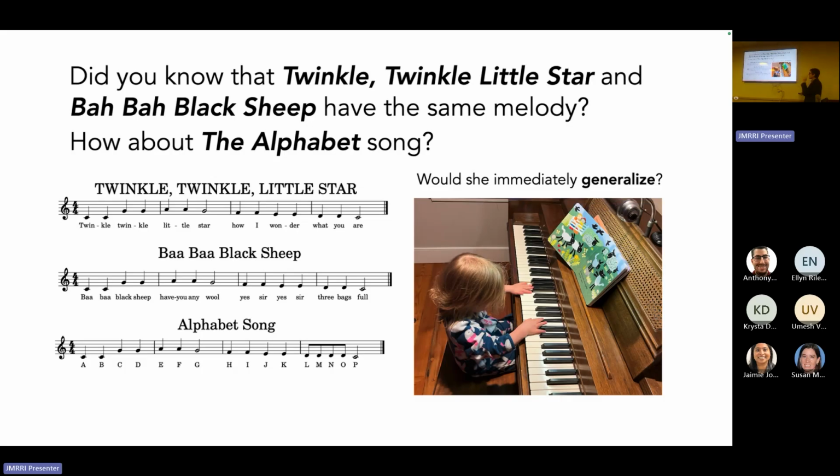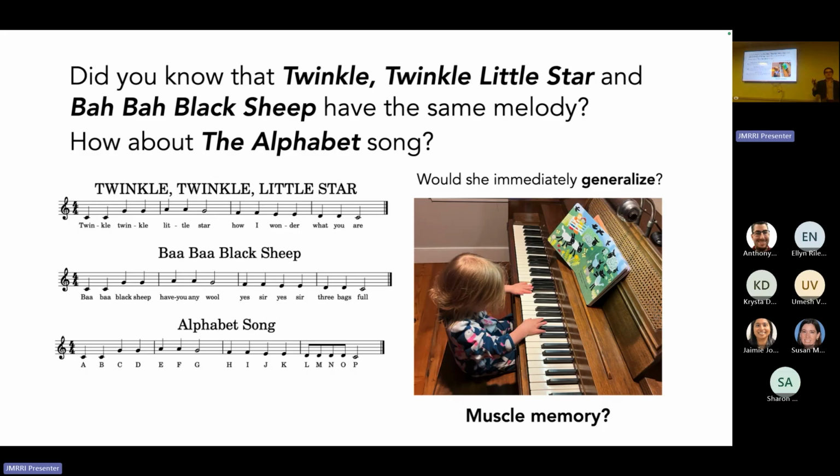If she's playing piano and she learns Twinkle Twinkle Little Star, will she immediately generalize to play Baa Baa Black Sheep? Will she have the two and be able to play it immediately, or the alphabet song? Now, if it's represented in the sequence itself that you're executing, then she'll have muscle memory, and then be able to play this immediately with 100% transfer.